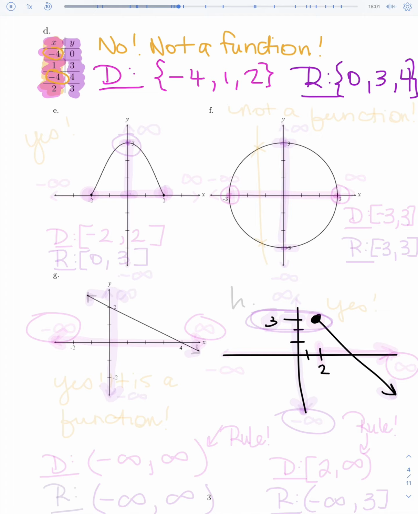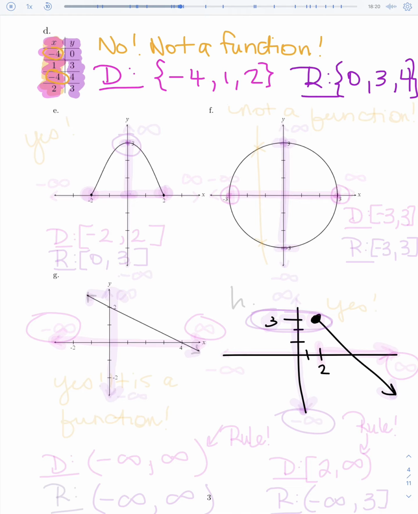Continuing along, let's take a look at E. Now we've got an actual picture graph that starts somewhere and ends somewhere. So now we're looking at something a little bit different. In order to determine whether or not this is a function, it's going to be easiest to look at this using the vertical line test.